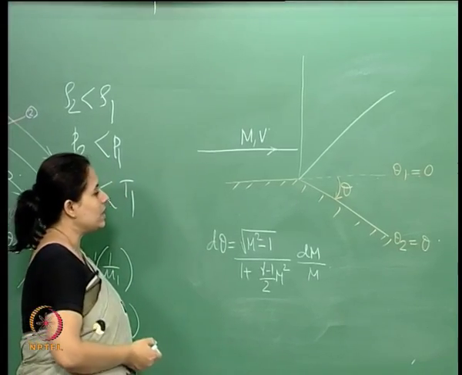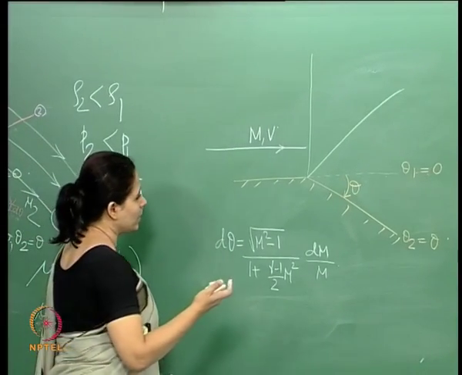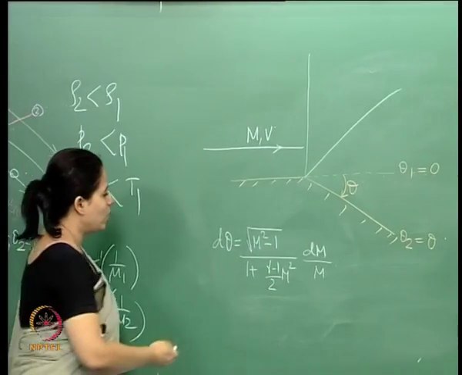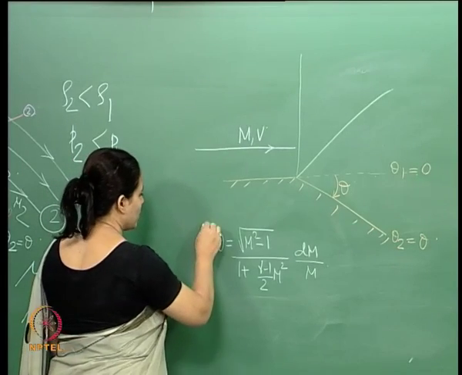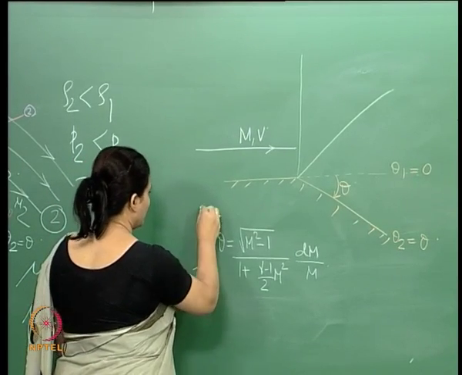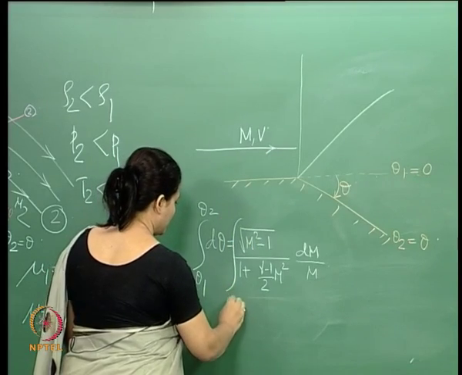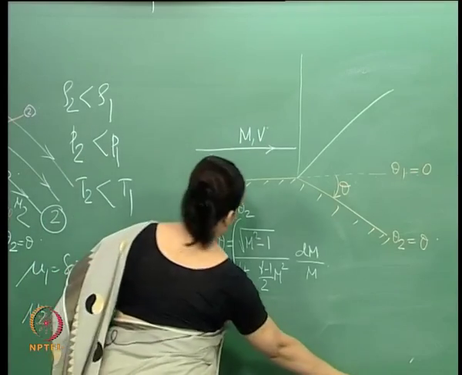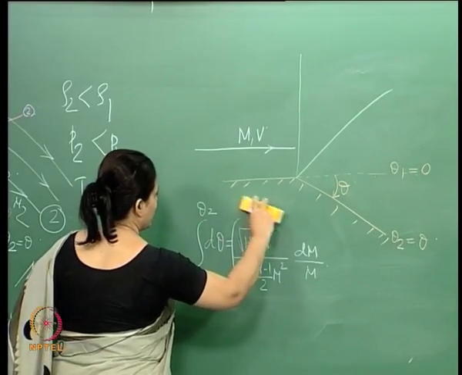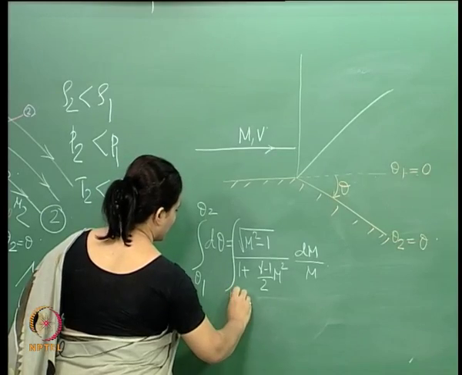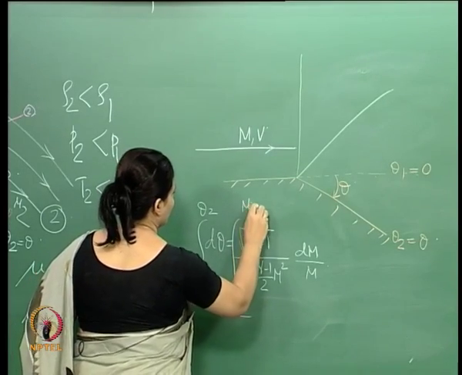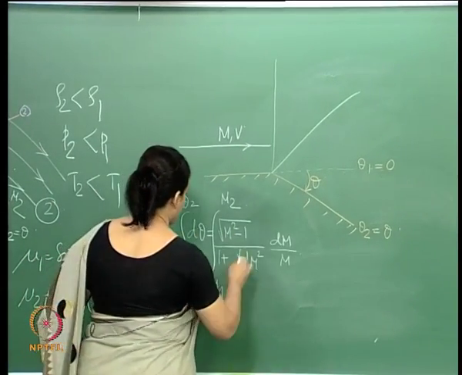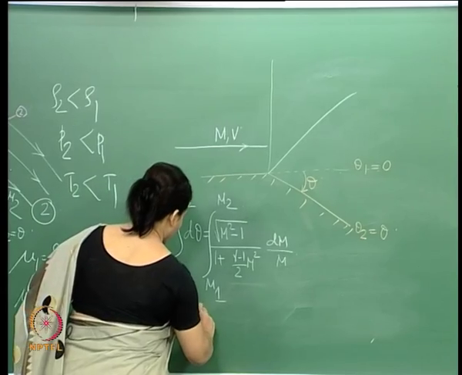So in this case, for a total change in angle from theta 1 to theta 2, all we will do is integrate this. If I integrate from theta 1 to theta 2, it basically goes from M1 to M2. Now, this integral is called the Prandtl-Meyer function.